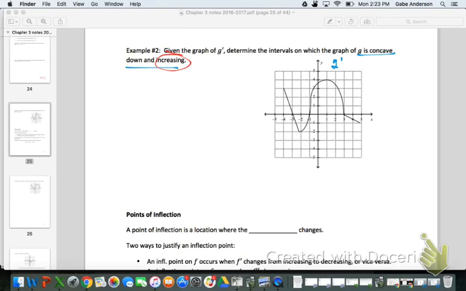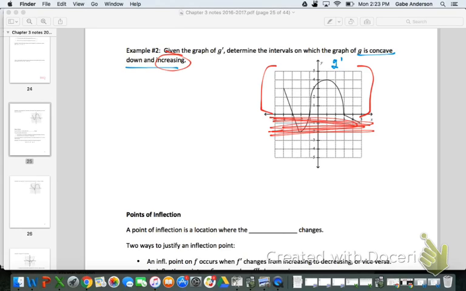So what I've essentially done is I have restricted myself to areas above the x-axis only, right? Above the x-axis is the only place where G prime is positive. So that will be the only intervals where G is increasing. So I'm only looking at the upper part of this graph. I am not looking at the lower part at all. So I'm just going to scratch that out. So I've narrowed the field a little bit, right?